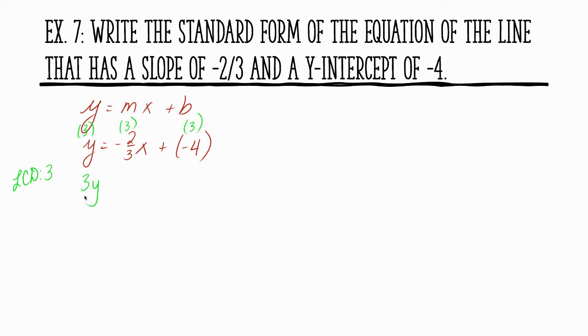This is 3y equals, this cancels, and I'm left with -2x. 3 times -4 is -12. Okay, so now I need to shift over this -2x to make it look like the standard form. So I add 2x to both sides. This becomes 2x plus 3y equals -12.